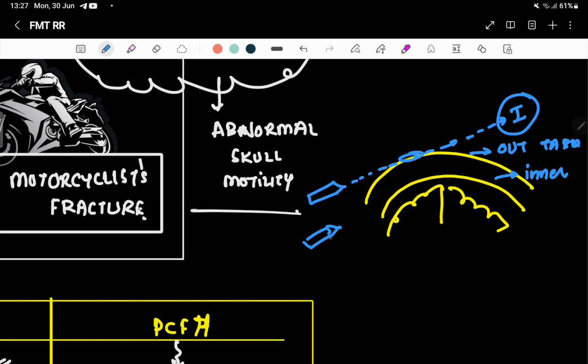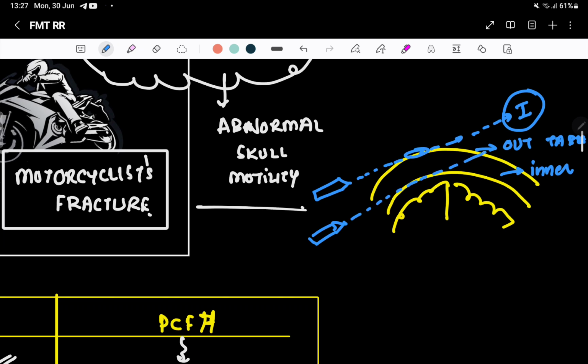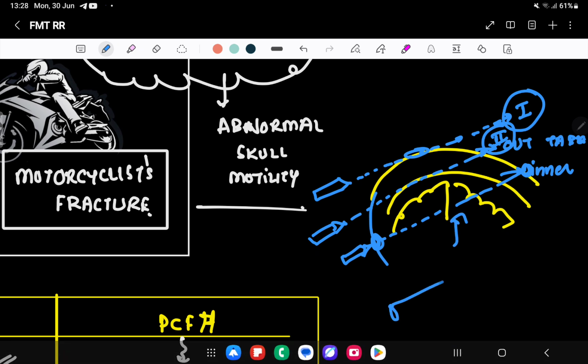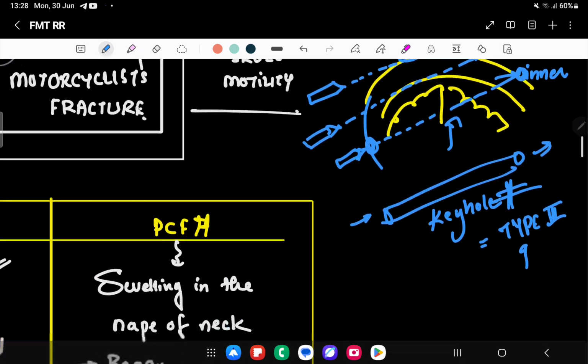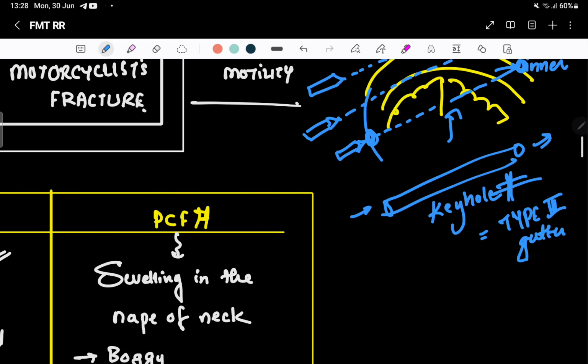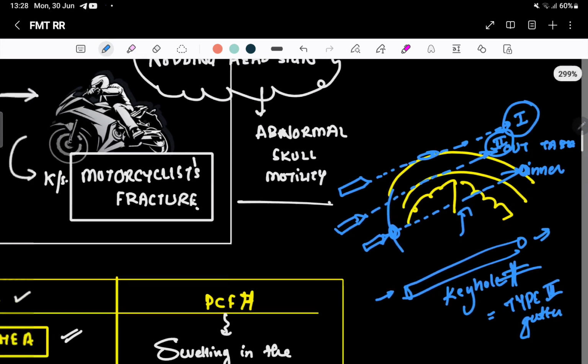If the bullet is basically involving the inner table, it's a type 2. If the fracture is going straight away from the head here and exiting from here, having significant brain injury, this appears like a keyhole, right? There is an entry point and exit point. So this is a keyhole fracture, or type 3 gutter fracture. Okay, so this is a type 3 gutter fracture.